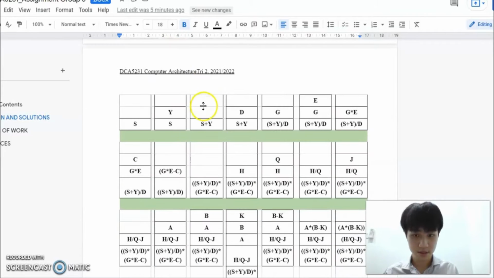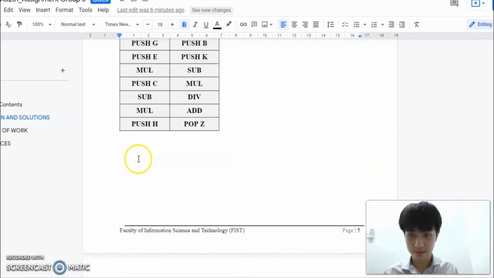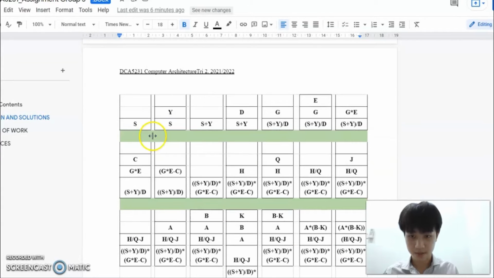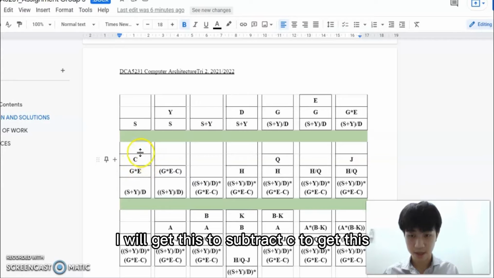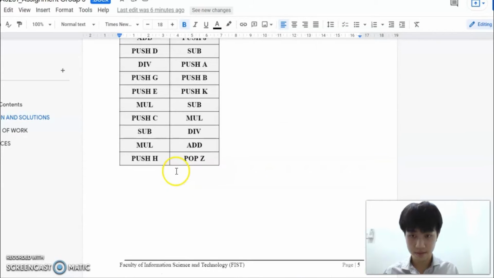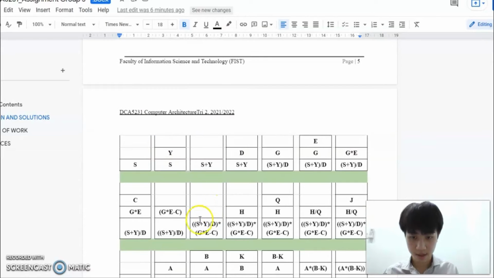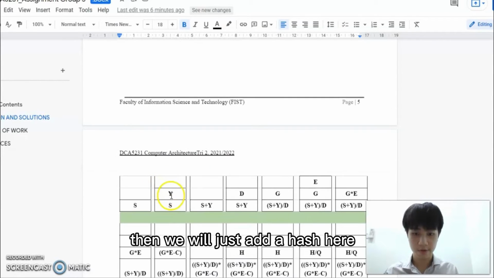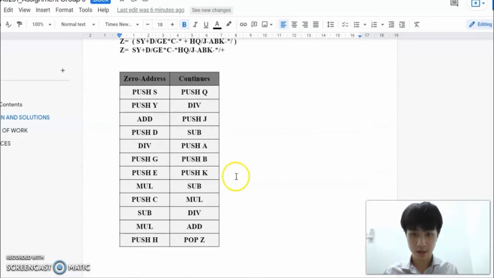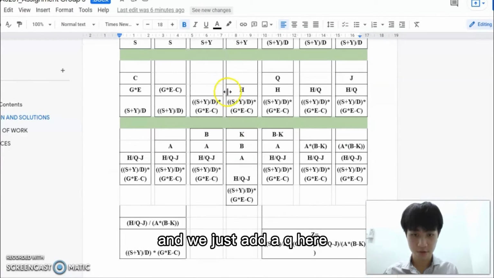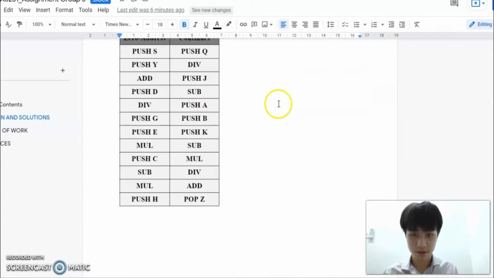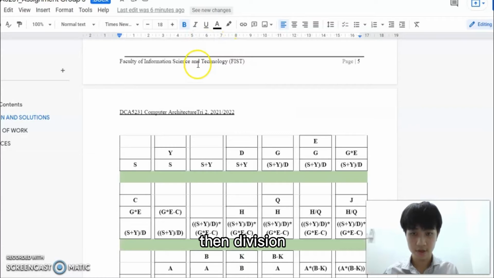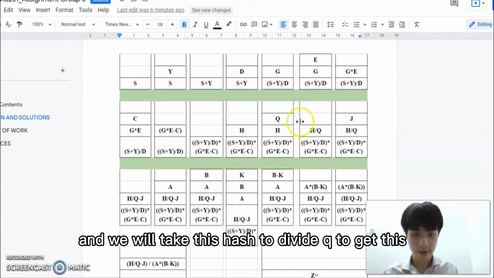And then push C, we just add a C here. And subtraction. And we'll get this minus C to get this. And then multiply. We'll multiply this with this to get this. And then push H, then we will just add an H here. And then push Q, then we'll just add a Q here. And then division, then we will take this H and divide by Q to get this.